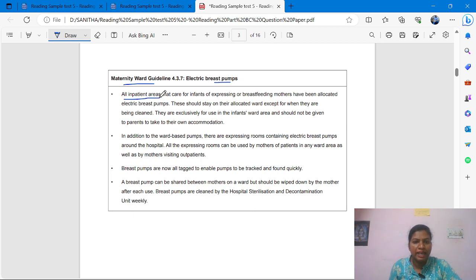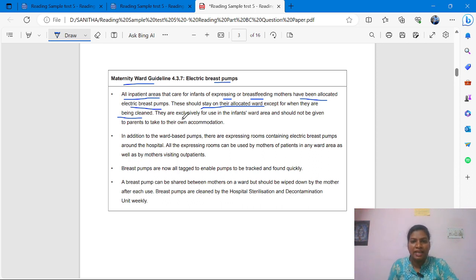All inpatient areas that care for infants of expressing or breastfeeding mothers have been allocated electric breast pumps. That is, the postnatal ward that cares for infants of expressing or breastfeeding mothers has been allocated electric breast pumps. These should stay on their allocated ward except for when they are being cleaned. It should stay there only.